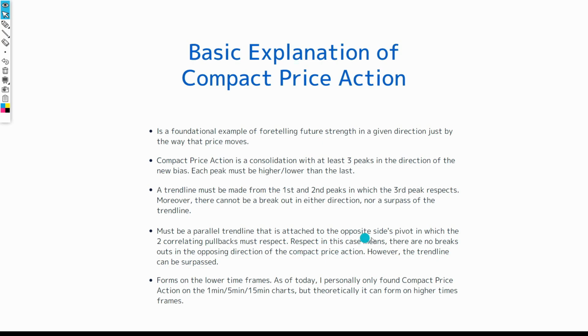Okay, well, when I refer to this line right here, attached to the opposite side's pivot in which the two correlating pullbacks must respect, respect in this case means there are no breakouts in the opposing direction of the compact price action. However, the trend line can be surpassed. Okay. All right, so let's say there was a compact long price action possibilities. So we do a trend line from the first and second peak, and price respected that trend line. And then let's say we made a duplicate of this trend line and attached it to the other side's pivot, and price respected this new trend line on the second pullback, like so.